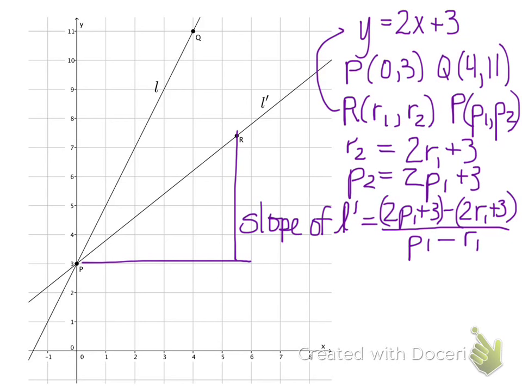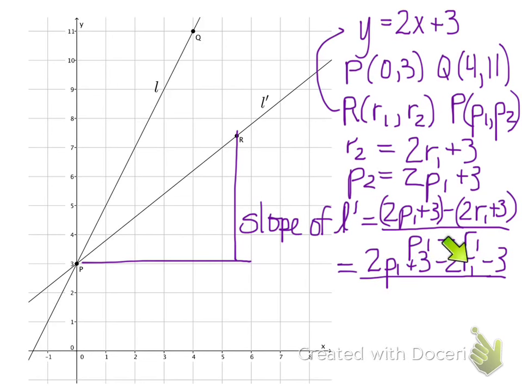Okay, and this should look familiar because we did this in, I think it was lesson 17. So when we expand this out, the expression in the numerator becomes 2 times P1 plus 3 minus 2 times R1 minus 3. Remember, we have to distribute that negative sign into both terms of that expression in parentheses.